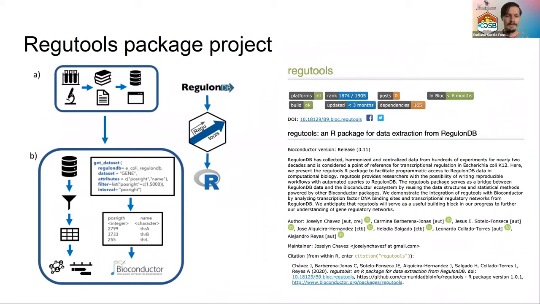Yeah, okay, so hi everyone. As Carmina said, we're going to tell you a bit more about the package itself. First of all, we are distributing the regulonDB SQLite version of the database through AnnotationHub. The package itself has functions for doing queries to the database and also to convert some of the information to Bioconductor objects like GRanges. We also provide some functions for visualizing the results. And regutools is now available in Bioconductor.